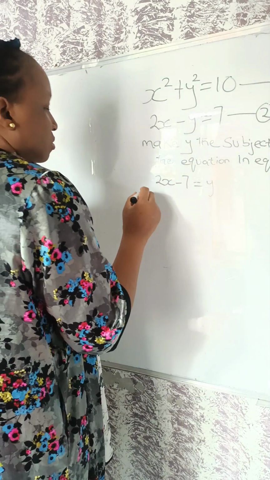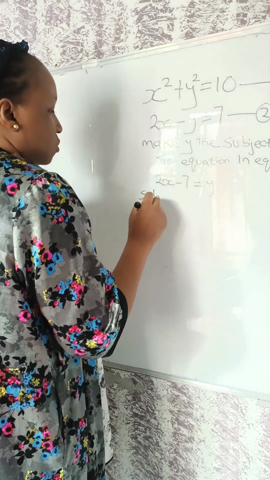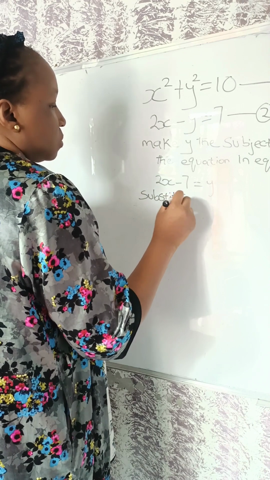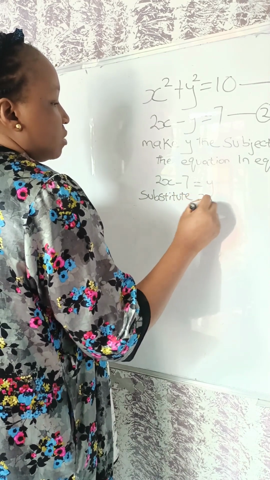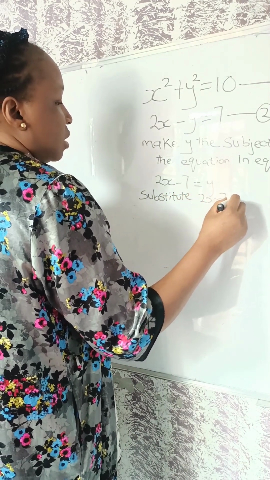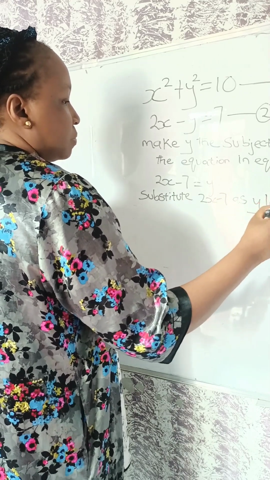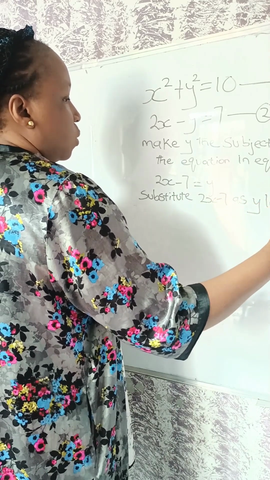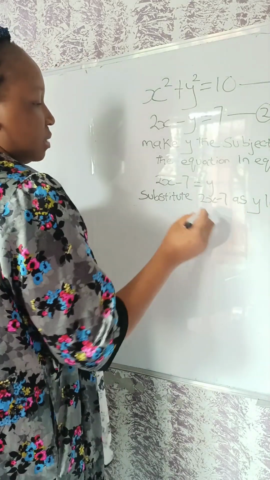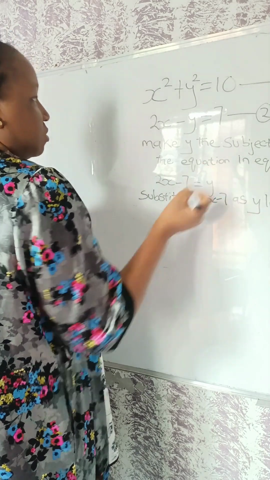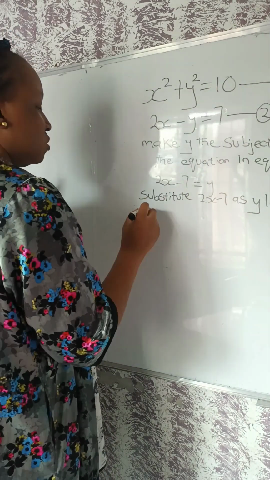Since we have this slope, substitute 2x minus 7 as y in equation 1, meaning that wherever we see y, we input 2x minus 7 in equation 1. So this is what I mean.